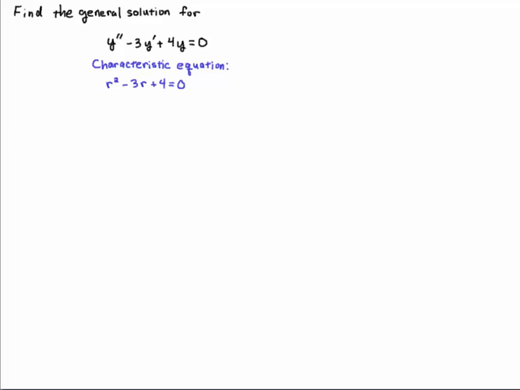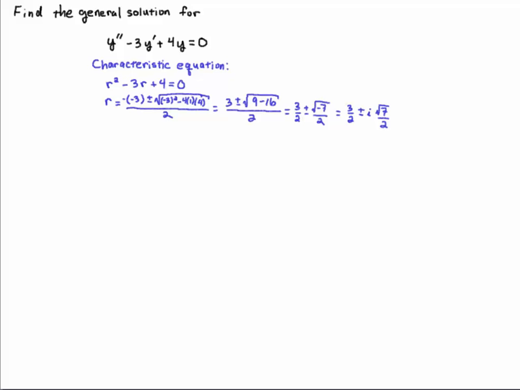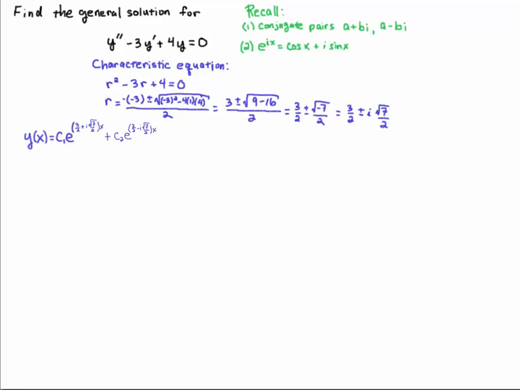That characteristic equation can be solved with the quadratic formula and reduces down to, let's see, we have 3 halves plus or minus i square root of 7 over 2. Okay, so those are our distinct complex roots. So we're going to recall that our roots do show up in conjugate pairs, a plus bi and a minus bi. That's where you get the plus or minus i. And the other thing I have to remind you of is Euler's formula, e to the ix equals cosine x plus i sine x. We're going to need that later in the video.